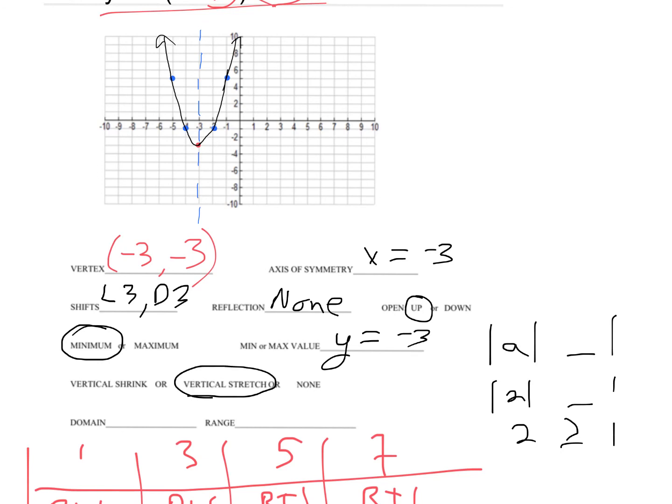Domain: are there any restrictions or gaps? The answer is no, so all reals. Range: now again notice my y values do not go below negative 3, so y has got to be greater than or equal to negative 3.